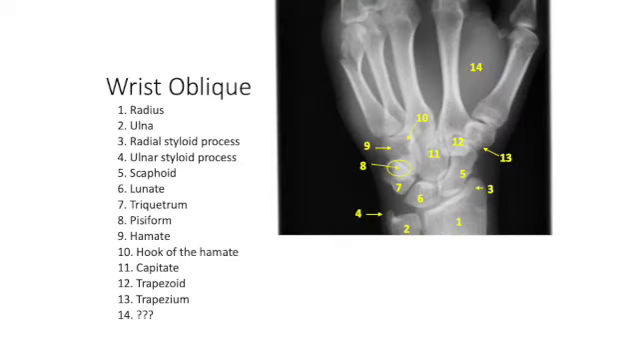So again, another point where I want you to pause the slideshow presentation and get very comfortable with labeling images. Obviously, this is going to look very, very similar to a PA view of the wrist, but just get very comfortable with looking at this image. Now, number 14 has a little question mark by it. Think about that. What possibly could that be?